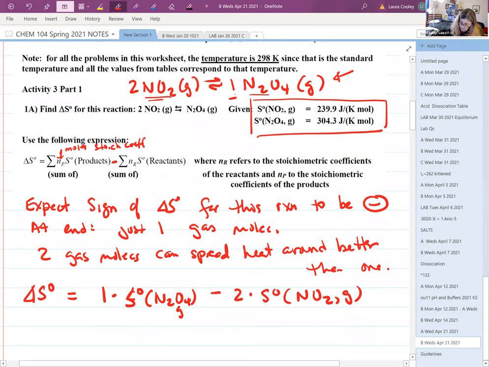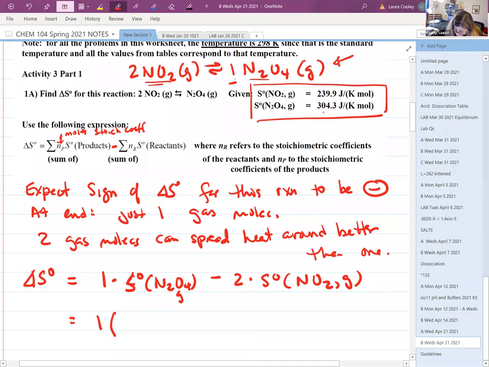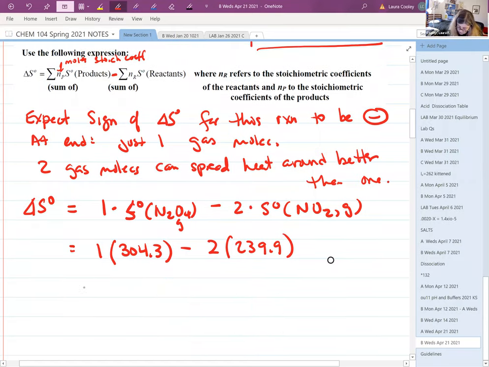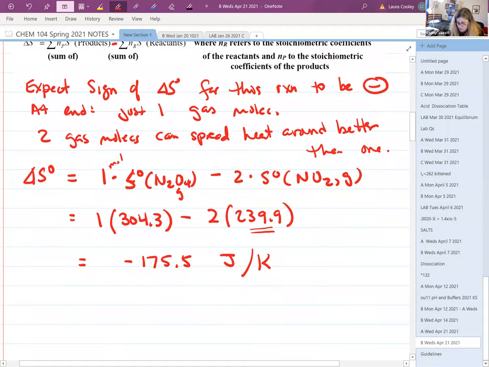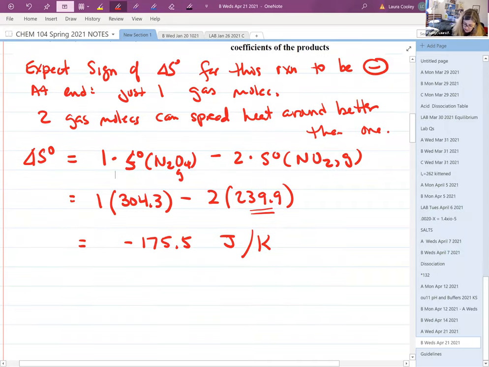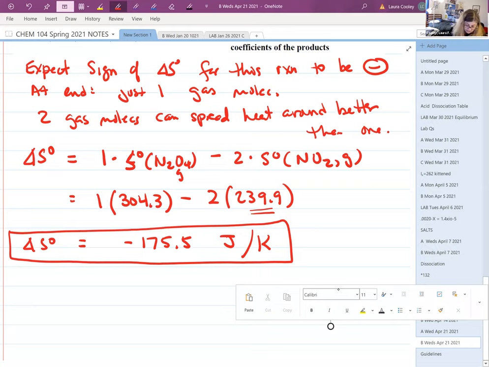And these are both gas. So that would be the S0 of N2O4, which is 304.3, minus two times 239.9. And notice the units here. It's not kilojoules, it's joules. And notice there's a temperature in the denominator. So this comes out to, what does it come out to? Negative 175.5 joules per Kelvin. Don't worry so much about the moles. These are each joules per Kelvin mole, but this is like one mole, so mole sort of cancels. But please don't worry about that. It's not important. What's important is it's joules and joules per Kelvin, not kilojoules. Okay, so that's the delta S0.